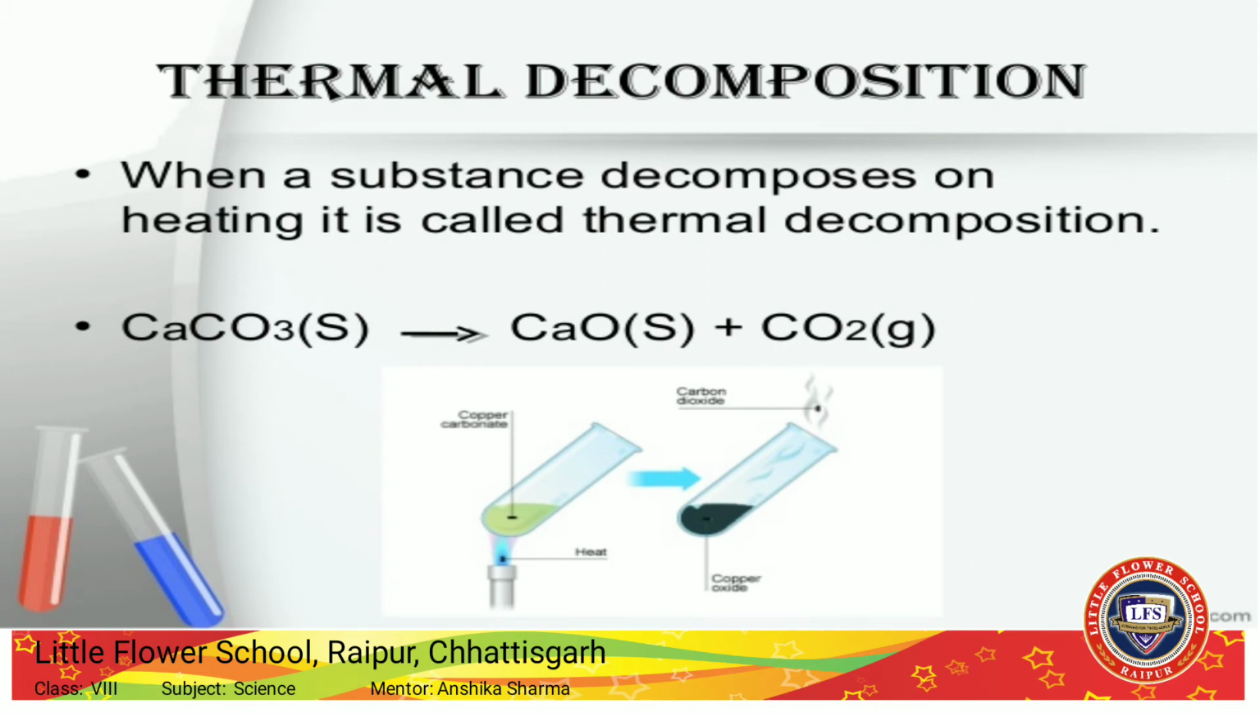Thermal decomposition. When a substance decomposes on heating, it is called thermal decomposition. CaCO3 gives CaO plus CO2. Here is the picture at the bottom.